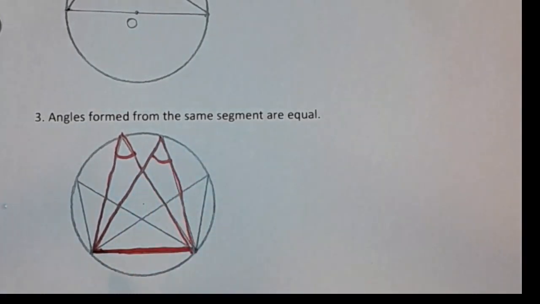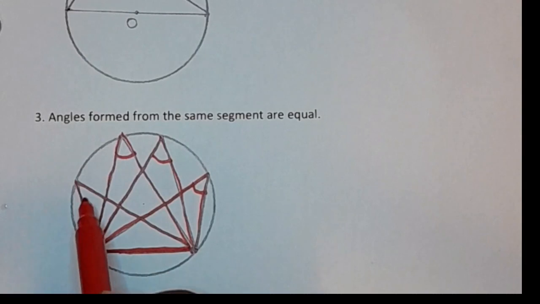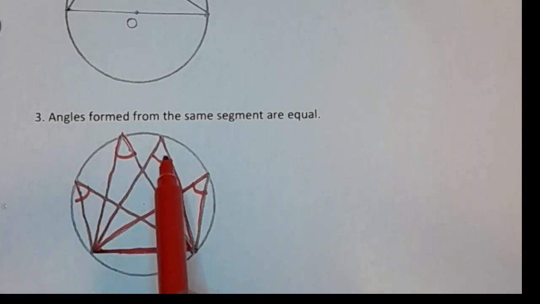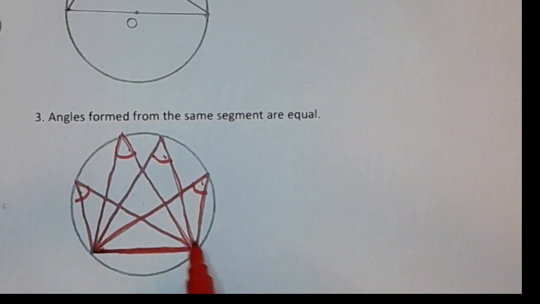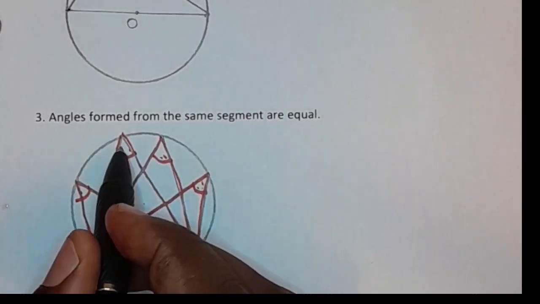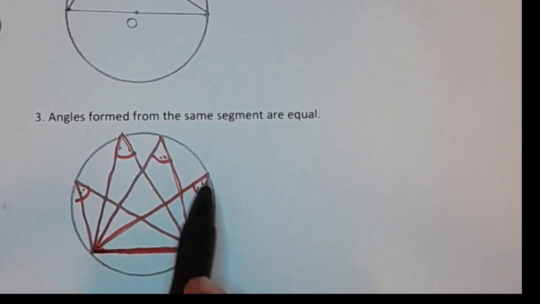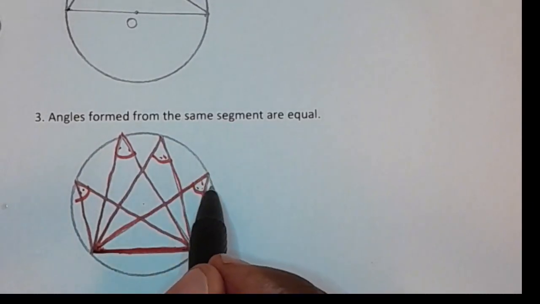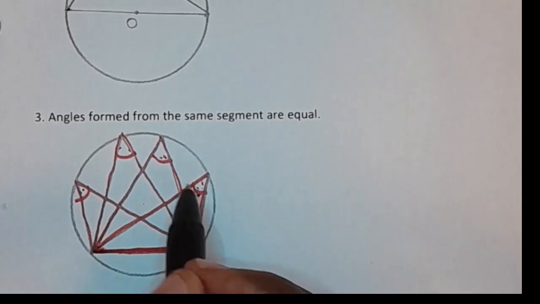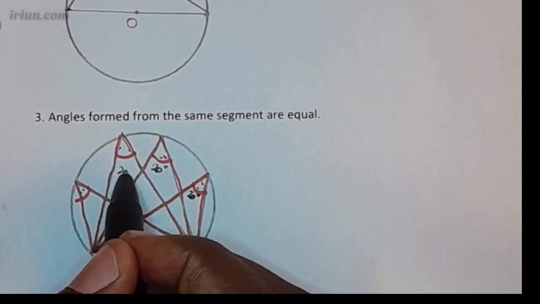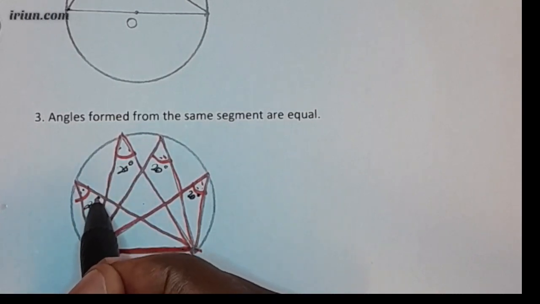This one. Again, from the same segment, another angle has been formed, which is this one. So all these angles have been formed from this segment. And because all these angles have been formed from this segment, this angle, that angle, and that angle are equal. So all these angles are just one angle. So if this is 20 degrees, it means even this one is 20 degrees, even this one is 20 degrees, even this one is 20 degrees.